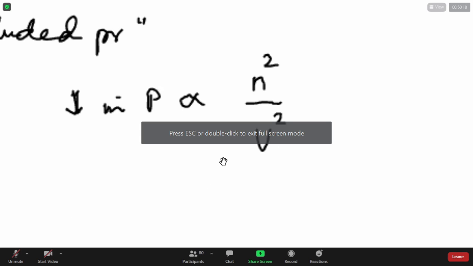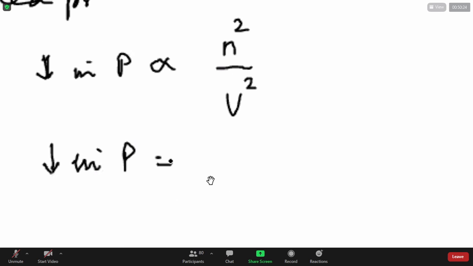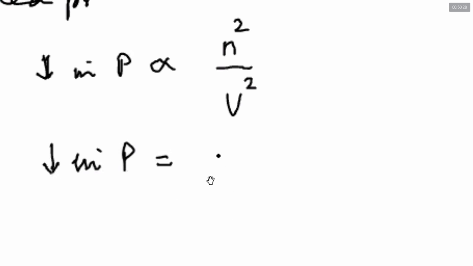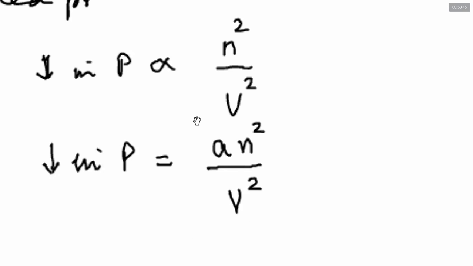Now it is proportional. No, sir, I have to add something. Remove that and you say equals to some constant. What is that constant? A n square by v square. Chaliye. This A is known as van der Waals constant. This A is known as van der Waals constant. Right? A is van der Waals constant.